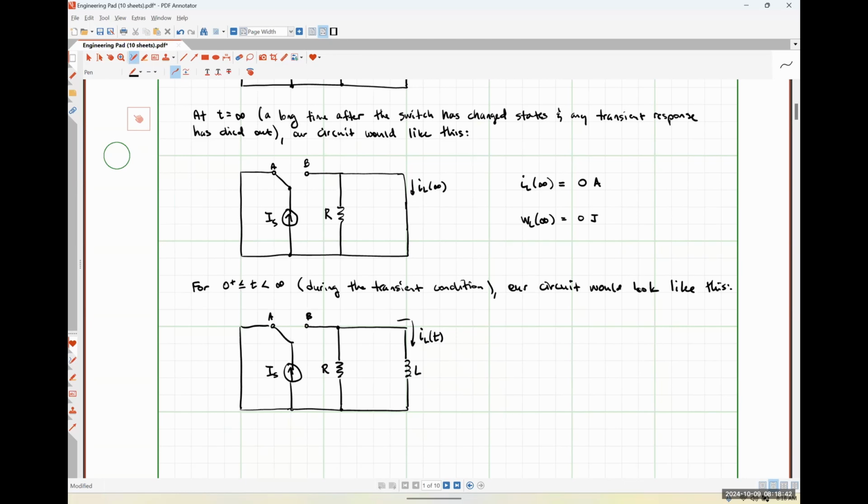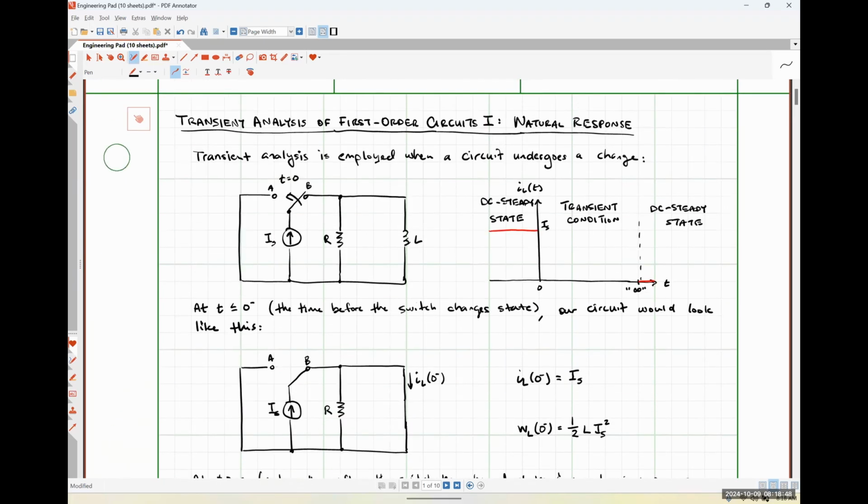So we're not going to get some single value here. We're going to get a function that's describing how our current changes from IS to 0 as the transient condition elapses. Okay.